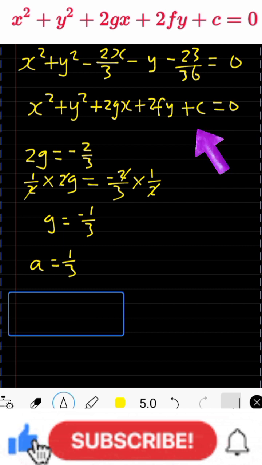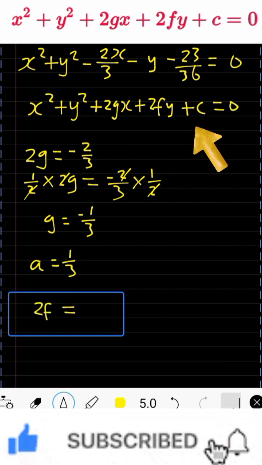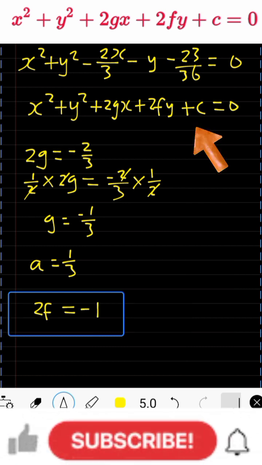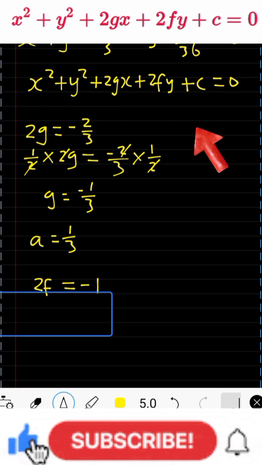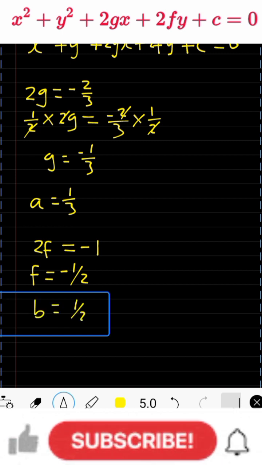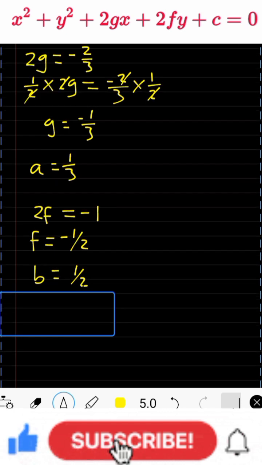We are going to repeat the same process for the coefficient of y. From the general equation, we have 2f as the coefficient of y, and 2f is equal to the coefficient of y in the equation of the circle, which is minus 1. Divide both sides by 2. We have f is equal to minus 1 over 2. If f is equal to minus 1 over 2, b will be equal to the negative of f, which is 1 over 2. That is the value of b.